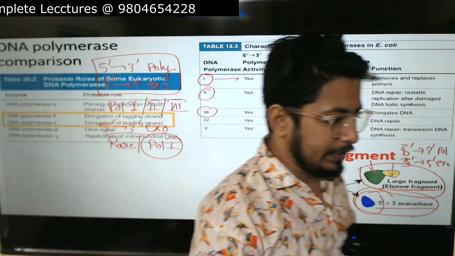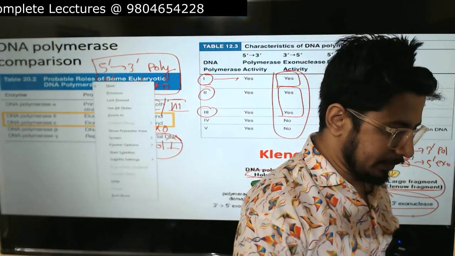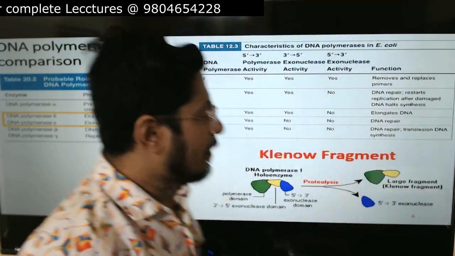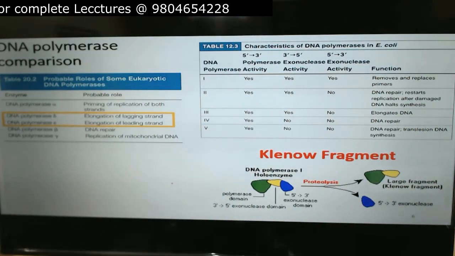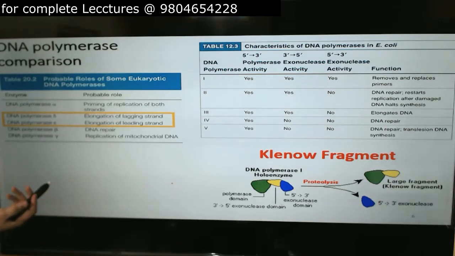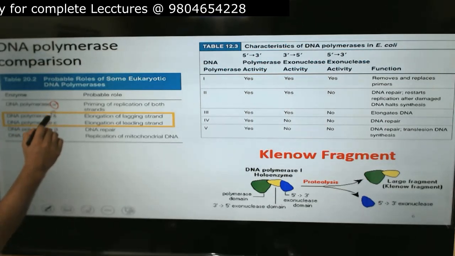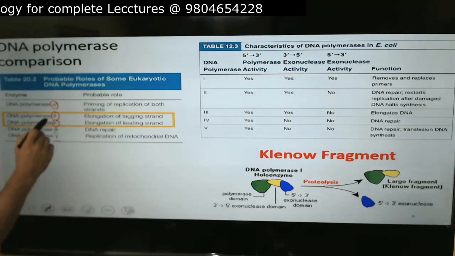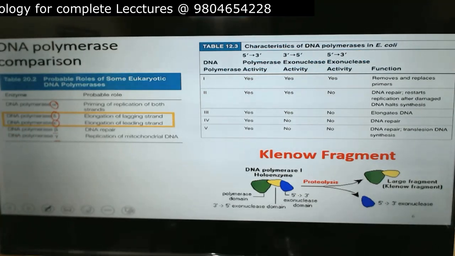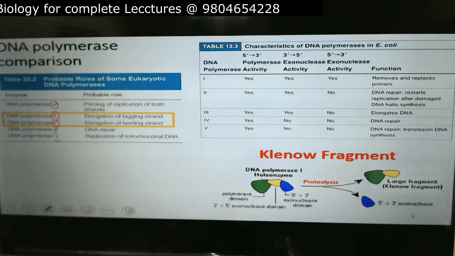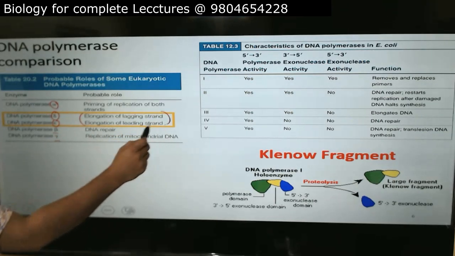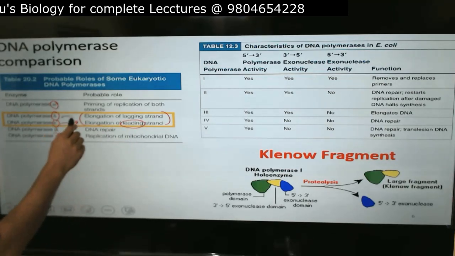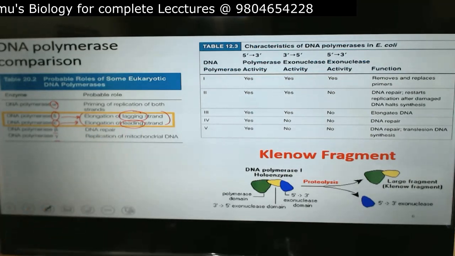Now we are going to see the examples of eukaryotic polymerases and look at the comparison between them. Here you can see the eukaryotic polymerases. They are named alpha, delta, epsilon, beta, and gamma. Delta and epsilon are known as the predominant polymerases in eukaryotes. They help in elongation of the leading and lagging strands. Epsilon is involved with the leading strand, delta with the lagging strand.